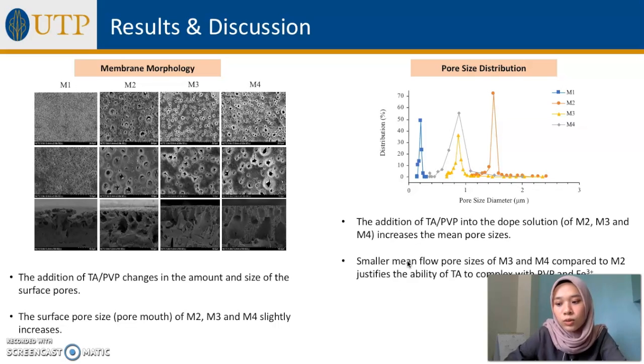So this is due to the addition of the additive PVP as a pore forming agent, where it is able to migrate during the phase inversion due to its good hydrophilicity, thus forming the pores. So also the usage of iron 3+ reduced the pore size as shown in M3 and M4 compared to M2, which justifies the ability of TA and PVP to form a complex with iron 3+.